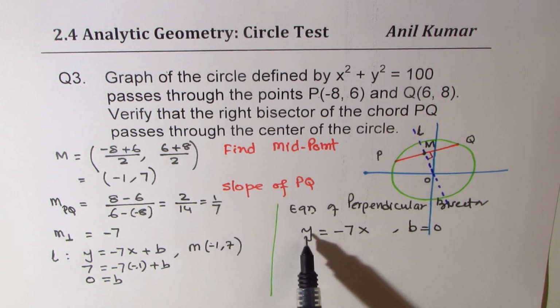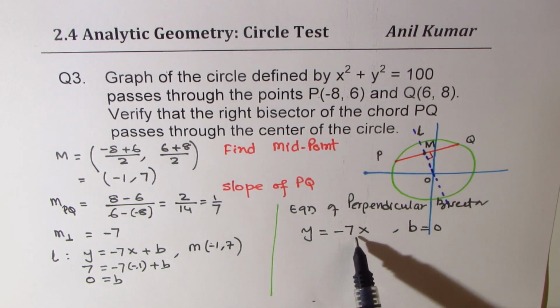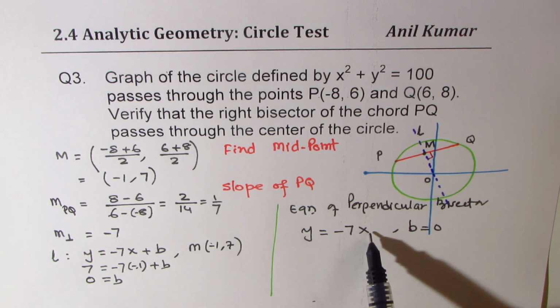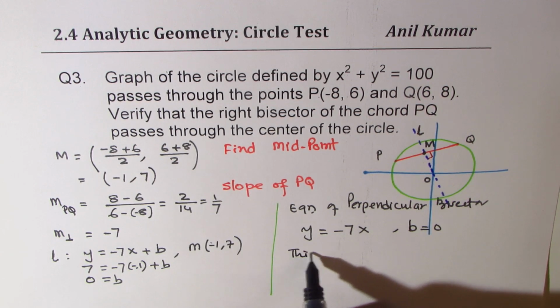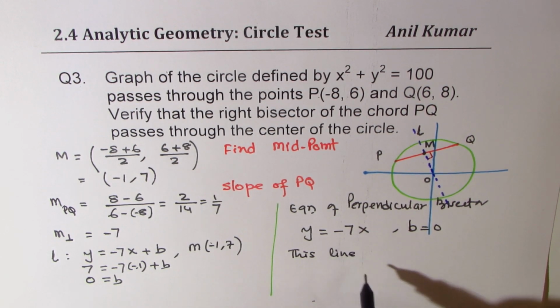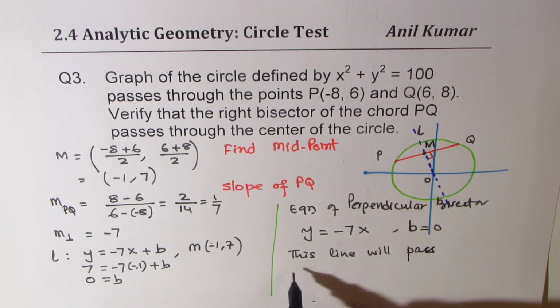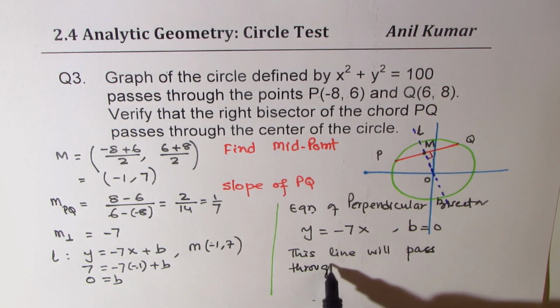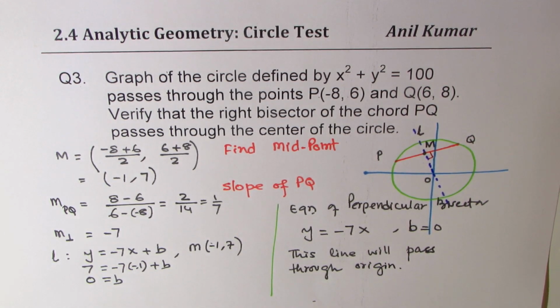Now this line, y equals minus 7x, passes through the origin, right? So this has the x or y intercept at the origin. If x is 0, y is 0. So this line will pass through the origin. So I hope that is absolutely clear, right?